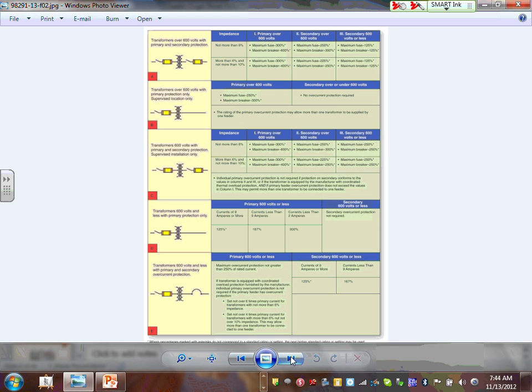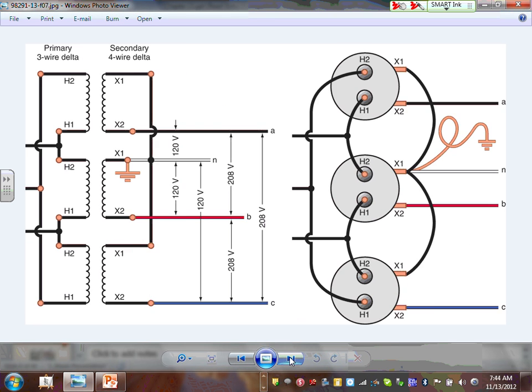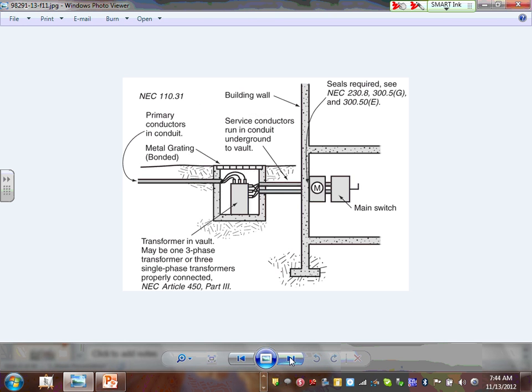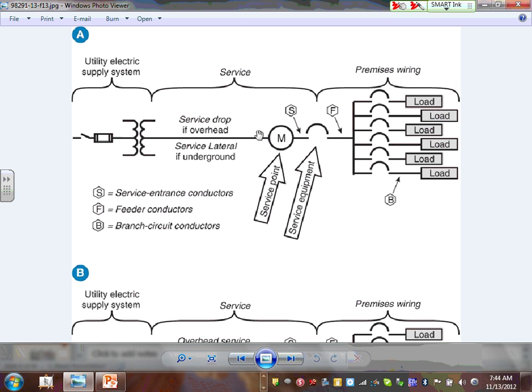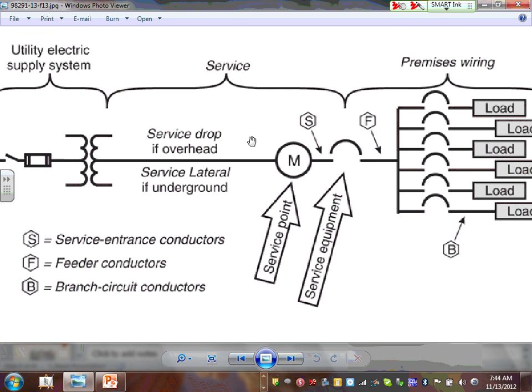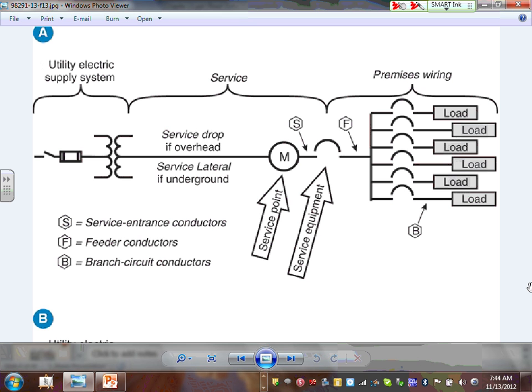I want to go directly into a service. Okay, here we go. Service point. And here you go. Here's where I would like to go. This is the single most important article that you guys are going to be looking at. Look at this. This picture summarizes the whole service business for you.